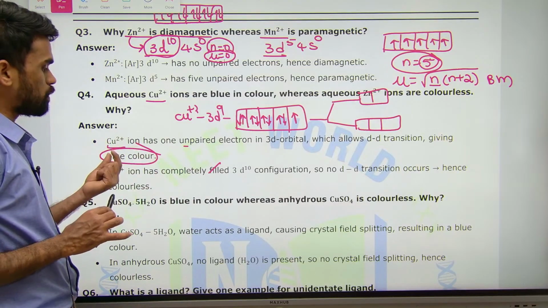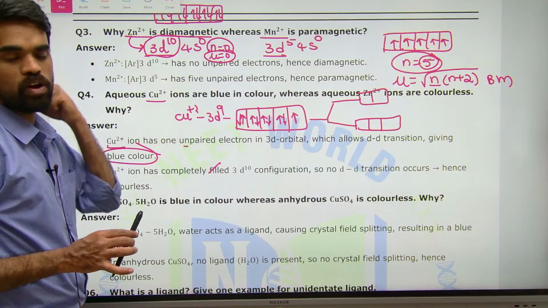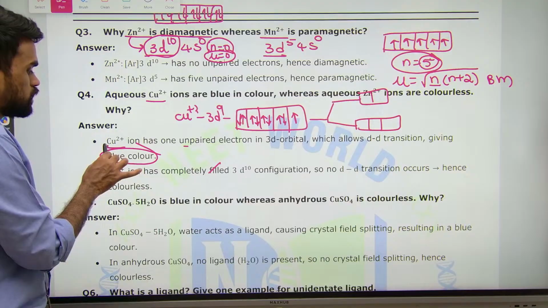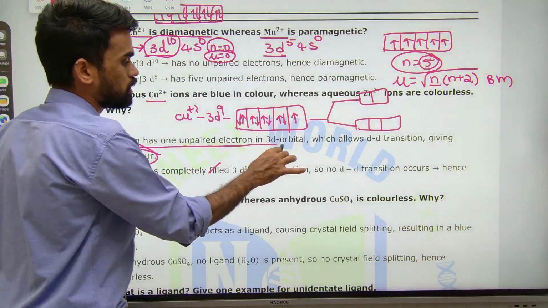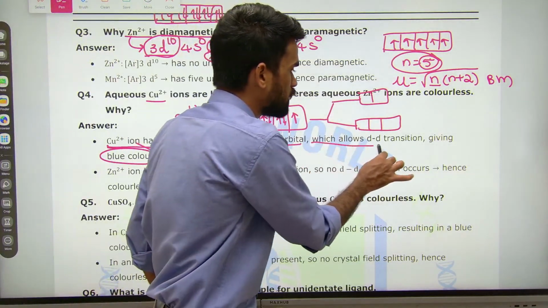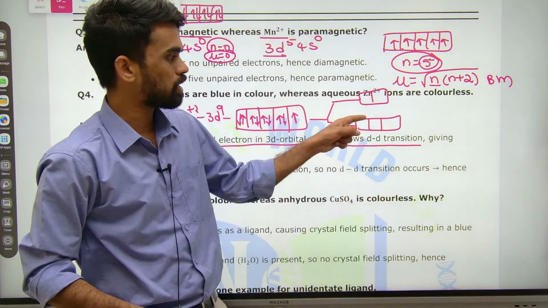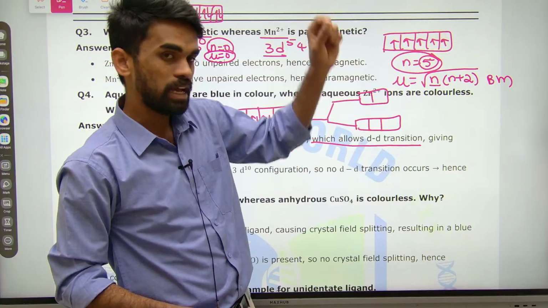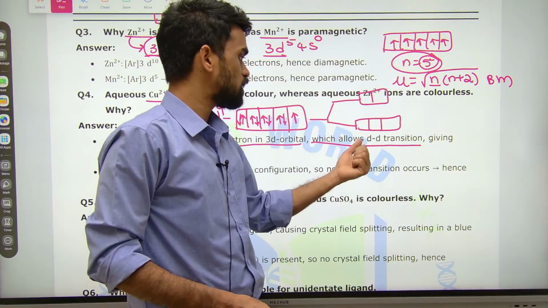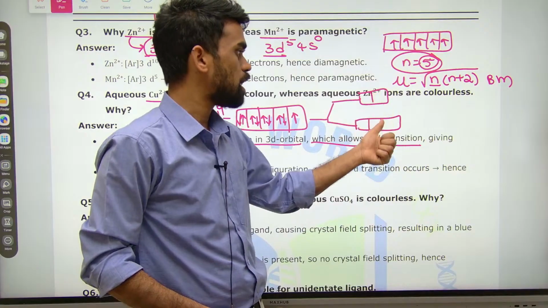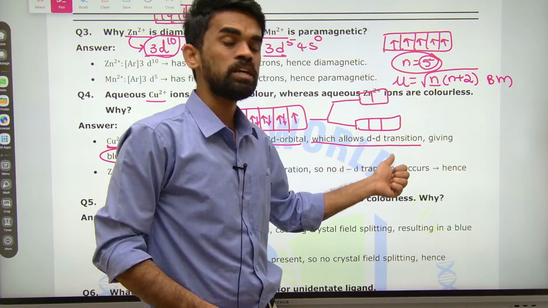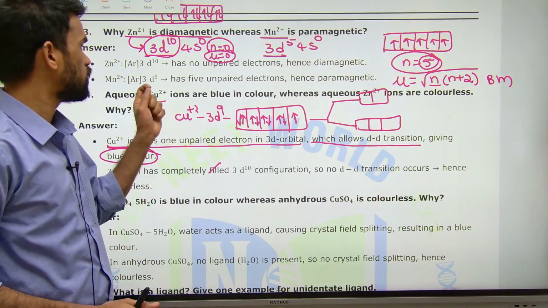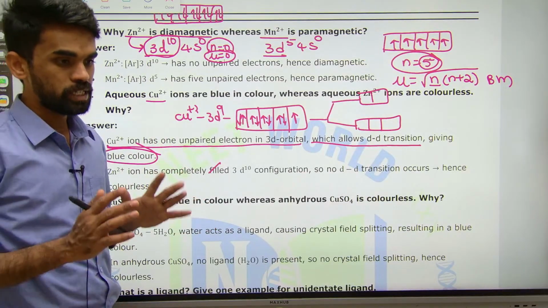Copper plus 2 ion will show blue color in this aqueous medium, not in the dry state. So Cu plus 2 ion has 1 unpaired electron in the 3d orbital, which allows d-d transition. That unpaired electron goes from a lower level to a higher level, or from a higher level to a lower one. That electronic transition is called d-d transition, because it happens in the d orbitals. That results in a blue color solution, the blue color of the copper plus 2 ions. Hope the discussion is clear.